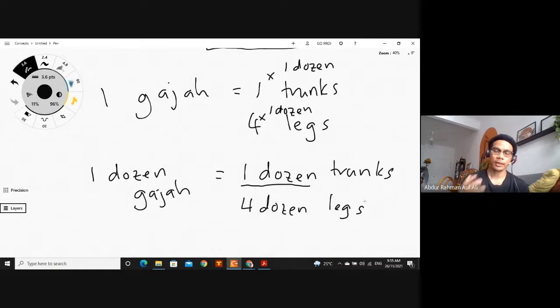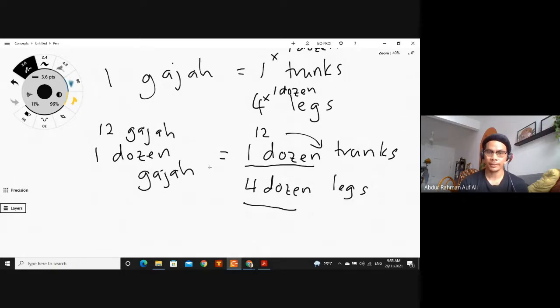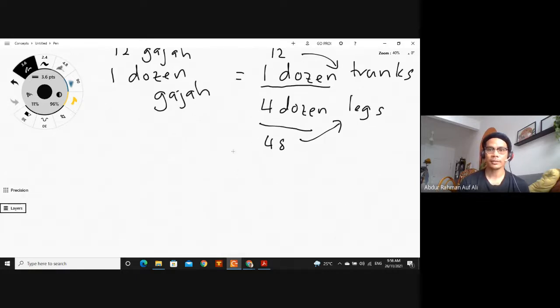Kalau kamu macam nak verify betul ataupun tak betul, kita ada 12 ekor gajah, 12 elephants. So maksudnya dia ada 12 belalai, 12 trunks, kan? So kalau kita ada 12 ekor gajah, berapa kaki dia ada? So 12 darab dengan 4, dia ada 48. 48 legs. 1 ekor ada 4 kaki. So kalau kita ada 12 ekor, 12 darablah dengan 4. So this is basically the relations antara dozen dan mole tadi.